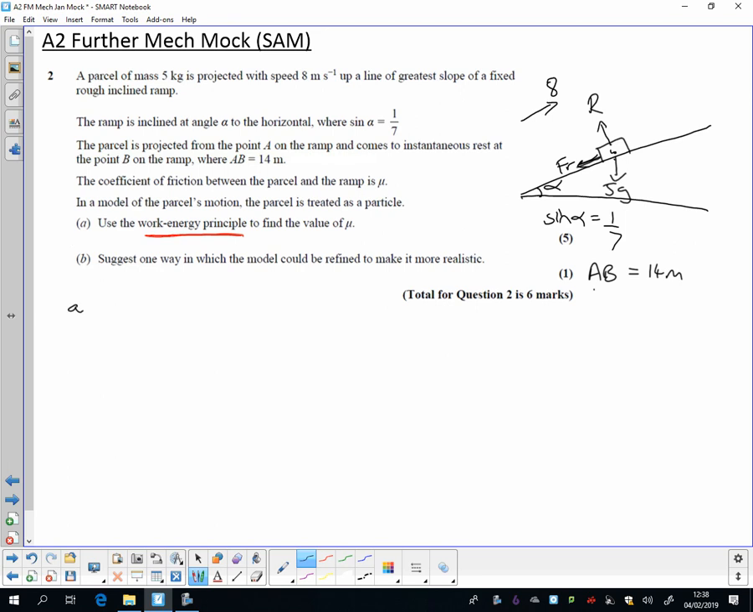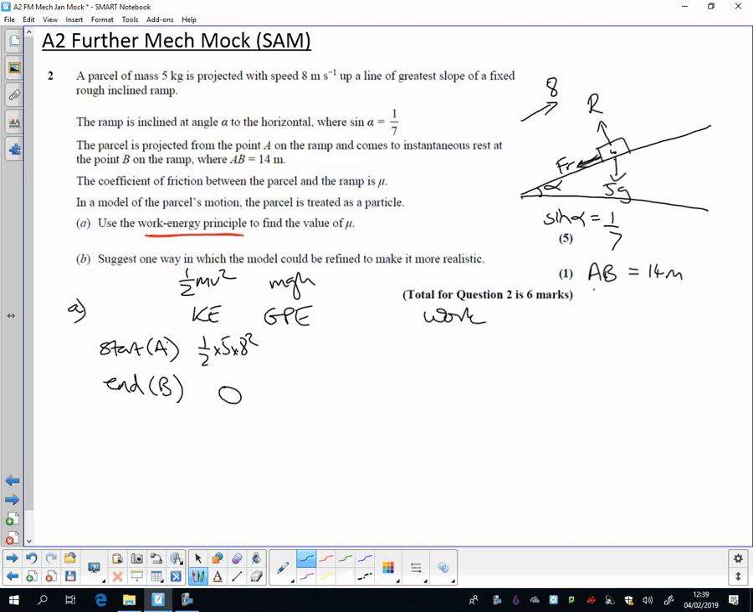Now I'm using work energy, so let's look at what energy is available. So I'm going to have kinetic, gravitational potential energy, and there's going to be some work done. At the start we have a speed of 8, so that's going to be a half 5 8 squared. At the end it's at rest, so no kinetic energy. Then we're going to have gravitational potential energy, so I'm going to set that to be 0 at the start.